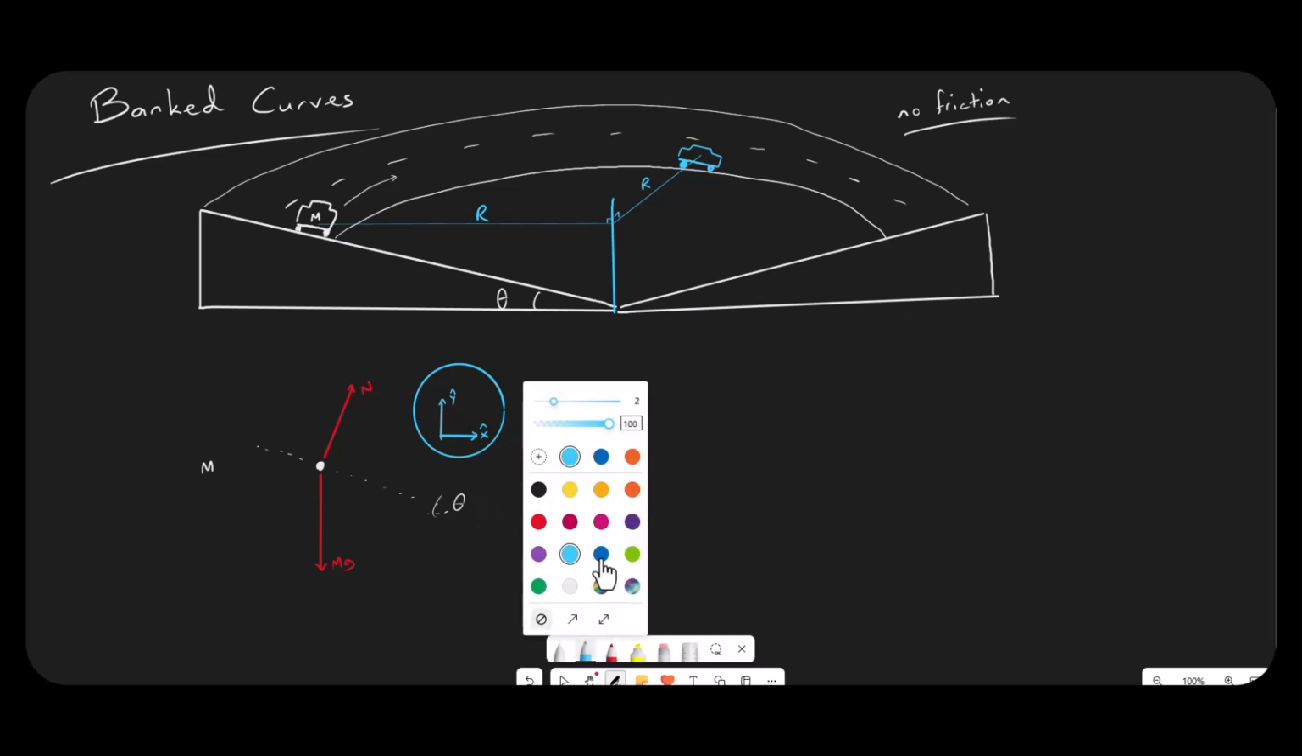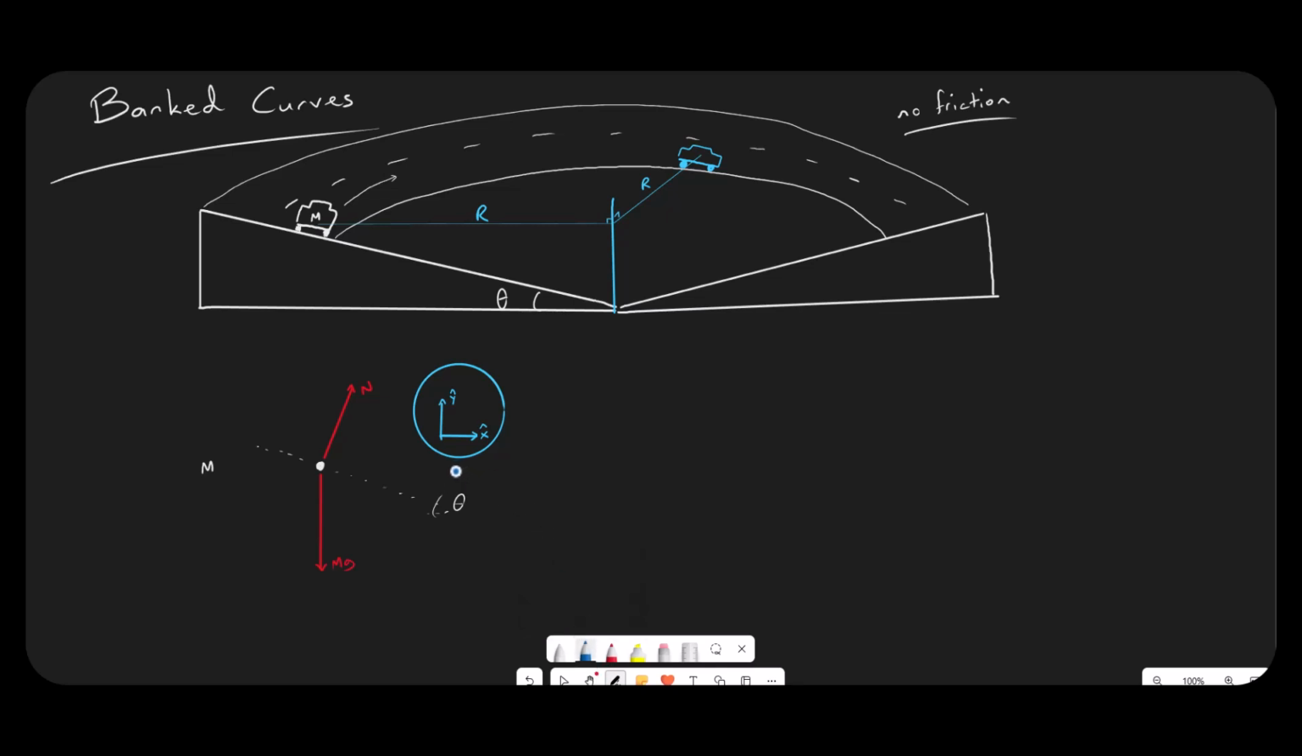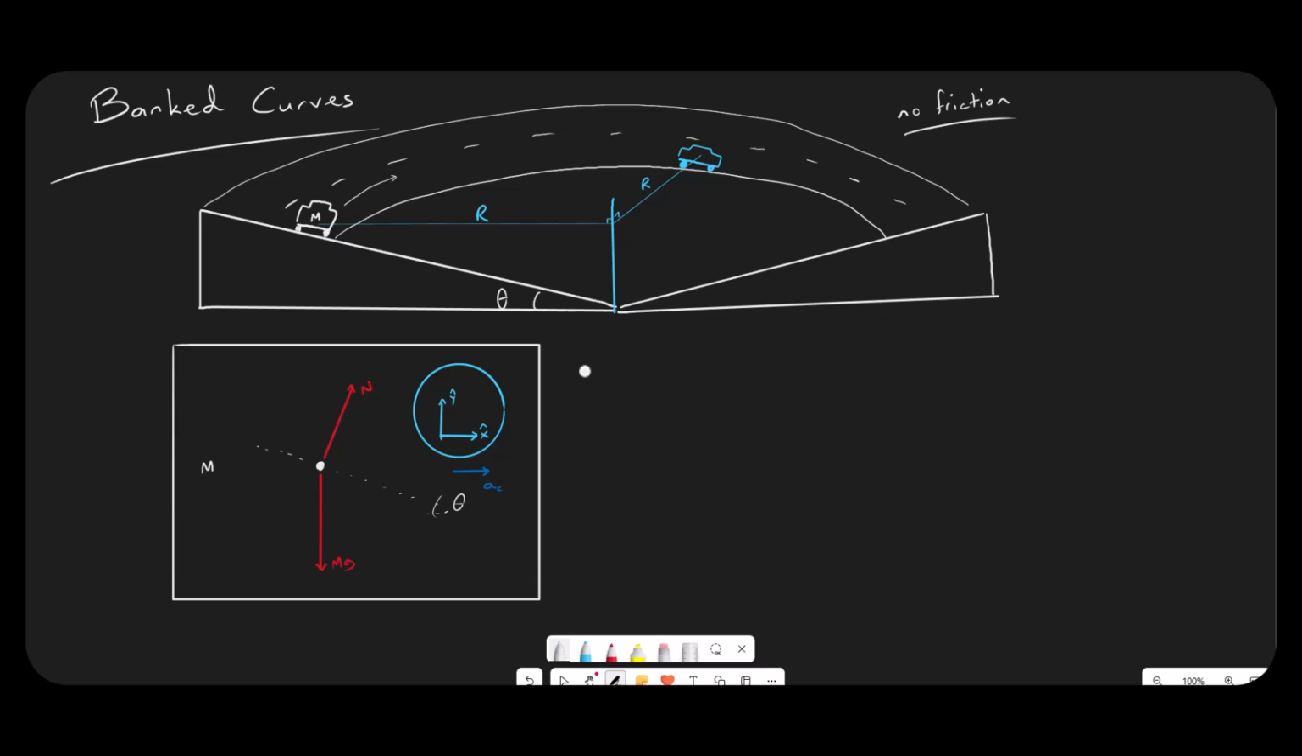So there's that part, and then we know that our acceleration has to be this way, and it's toward the center of a circle, so that's going to be a centripetal acceleration. That will be our free body diagram. Now the sort of question that we get with this is usually something like, find the maximum safe turning speed.